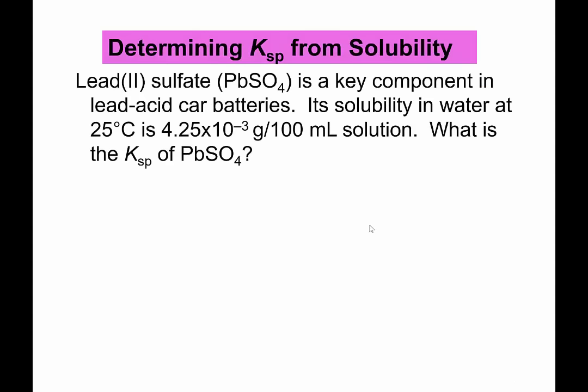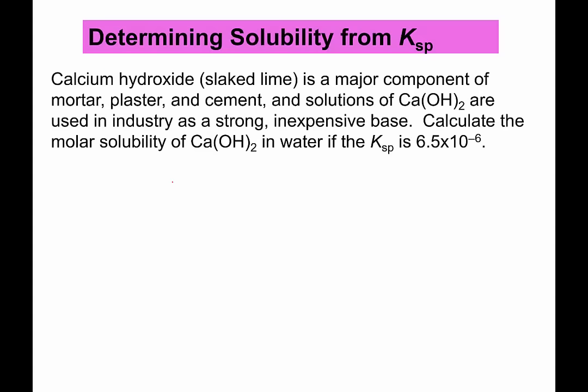Okay, I want to show you an example. Lead 2 sulfate is the key component in lead acid car batteries. Its solubility in water is 4.25 times 10 to the negative 3rd grams per 100 milliliter solution. What's the KSP of PbSO4? When you're doing a problem like this, the first step in any equilibrium problem is always to write the balanced chemical process of the equilibria.